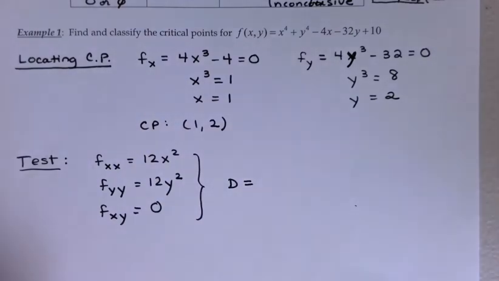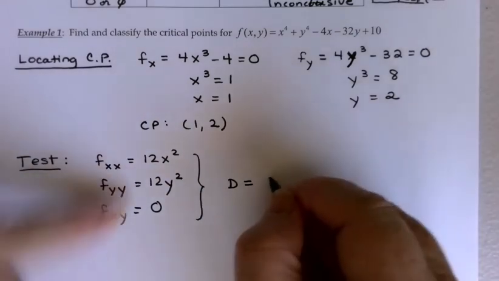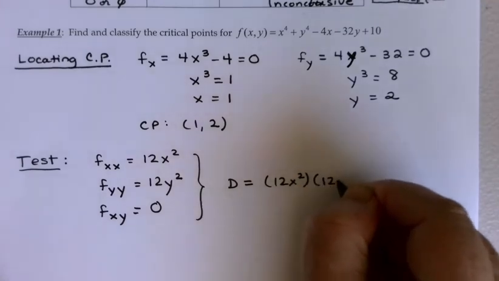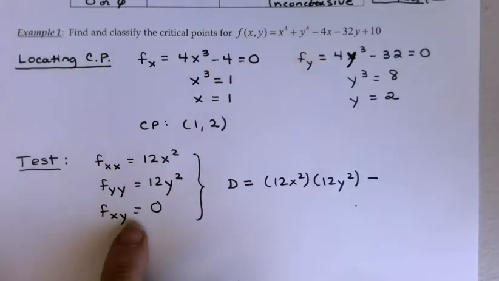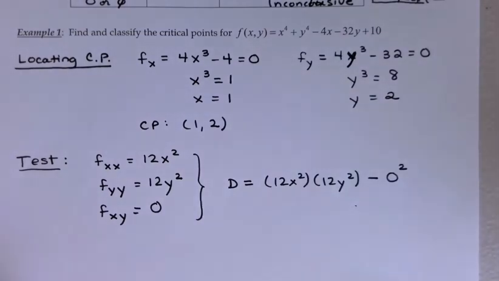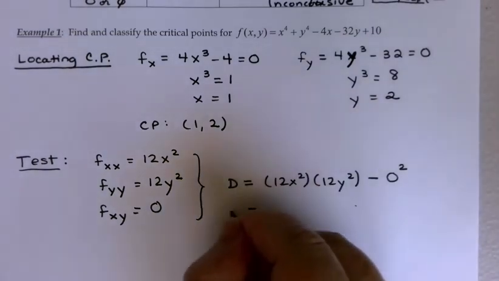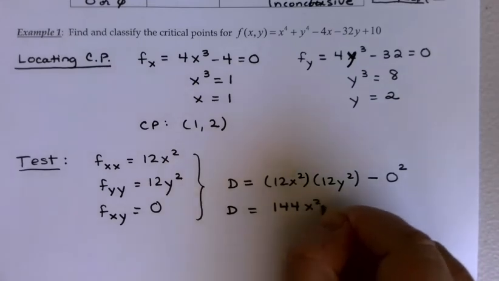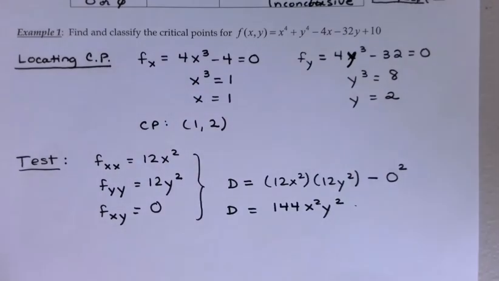So D is the product of these two, minus the square of the mixed partial, so in this case 0 squared, which is going to give me a D of 144x squared y squared.